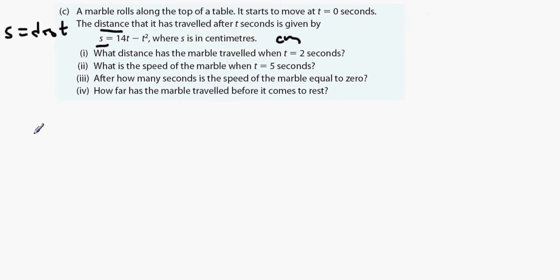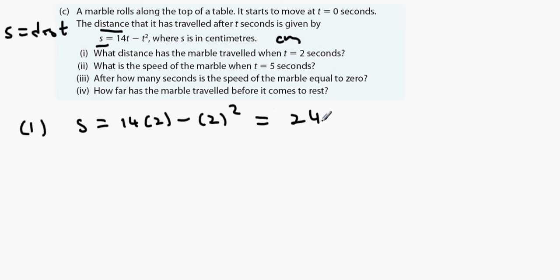So now we accumulate all our information, okay? So question 1. What distance has the marble travelled when t equals 2? So s is equal to 14 times 2 minus 2 squared, which is 28 minus 4, which is 24 meters. Okay, handy enough question.